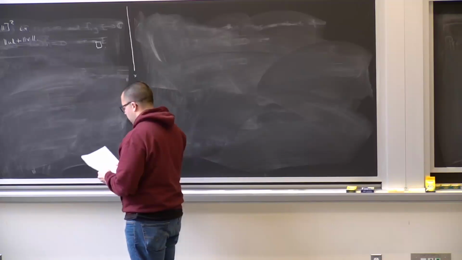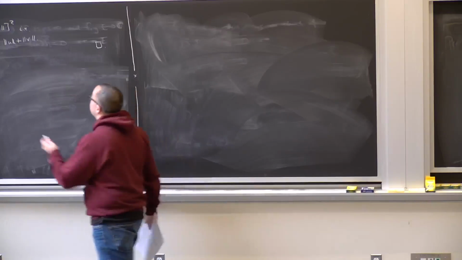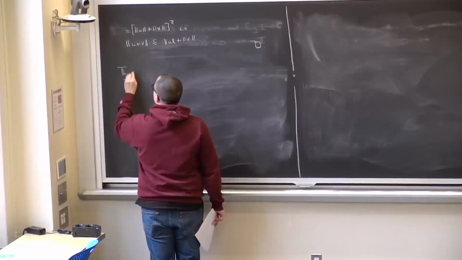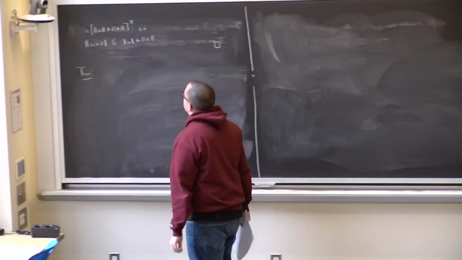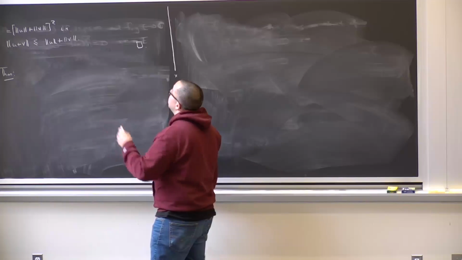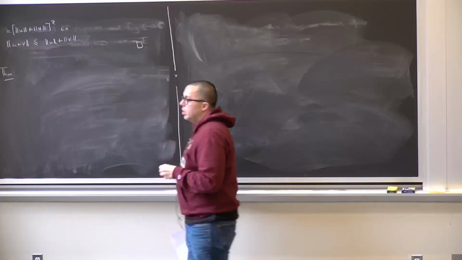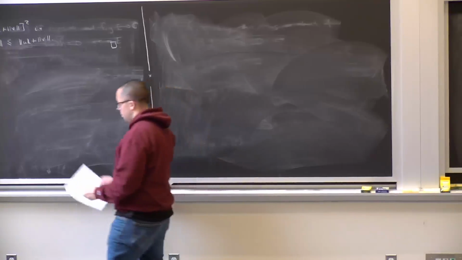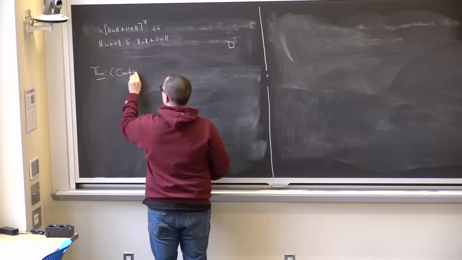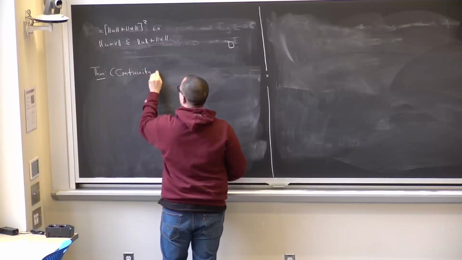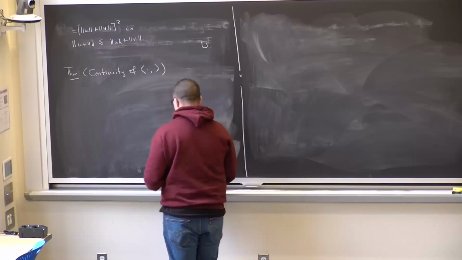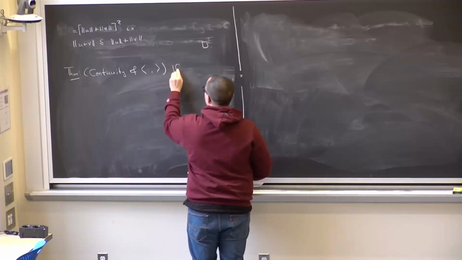Okay, now using the Cauchy-Schwarz inequality, we can also prove that taking the inner product, a function on H cross H, is continuous. So let me label this as continuity of the inner product. Let me state it as the following.